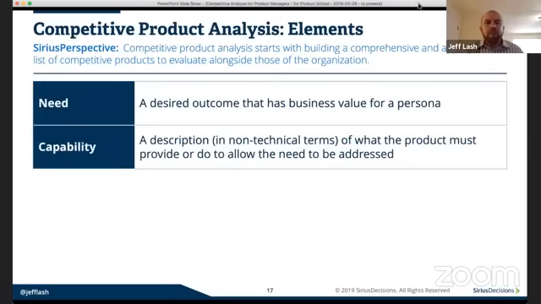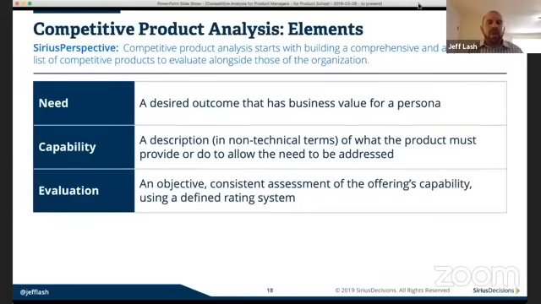The capabilities, what I mentioned just a minute ago, is that we want to describe in non-technical terms what the product needs to provide or do to allow that need to be addressed. So if the need is we want to get high quality candidates that we can interview, well, the capability is we need to make sure there are capabilities to advertise our job postings, as an example, if we're a recruiting tool. So again, we're not talking about the specific features, we're just talking about the capabilities. Capabilities might equate to an epic in an agile environment. It might equate to multiple epics, but it's certainly not at that user story level.